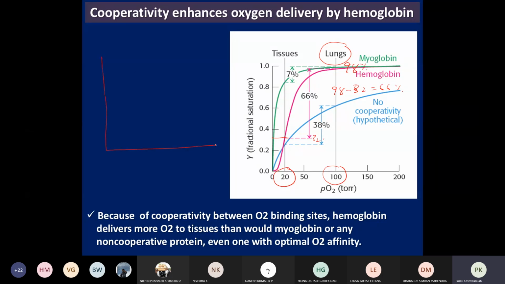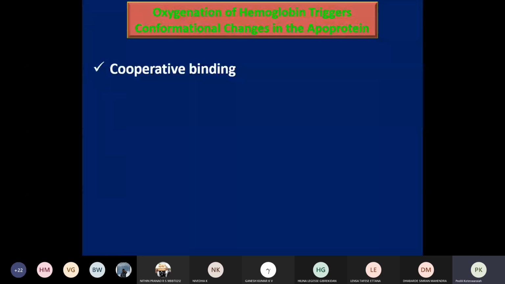If you have confusion, once again I will draw here. You just see, this is the hemoglobin dissociation curve. In the lungs, where the partial pressure of oxygen is 100 torr, 98% of the binding sites are occupied with oxygen. That is the hemoglobin.